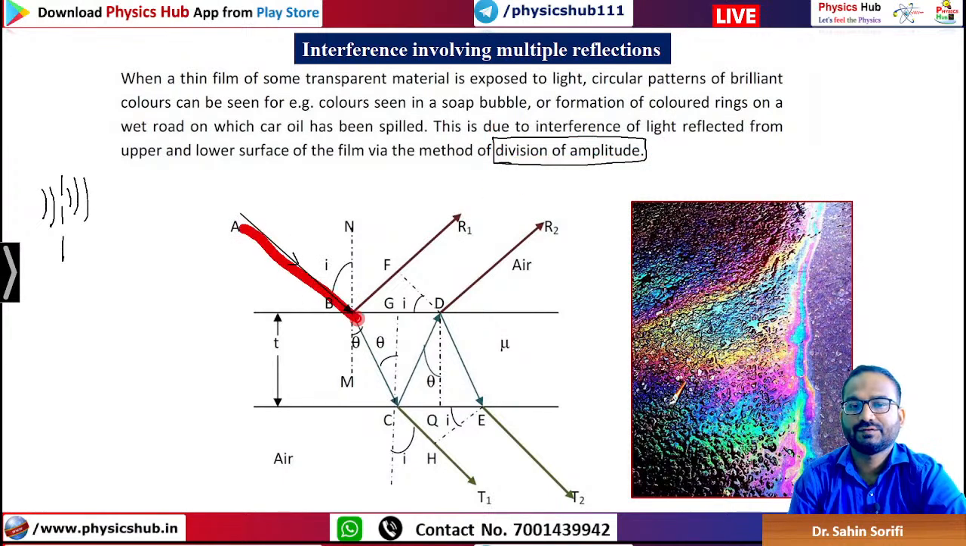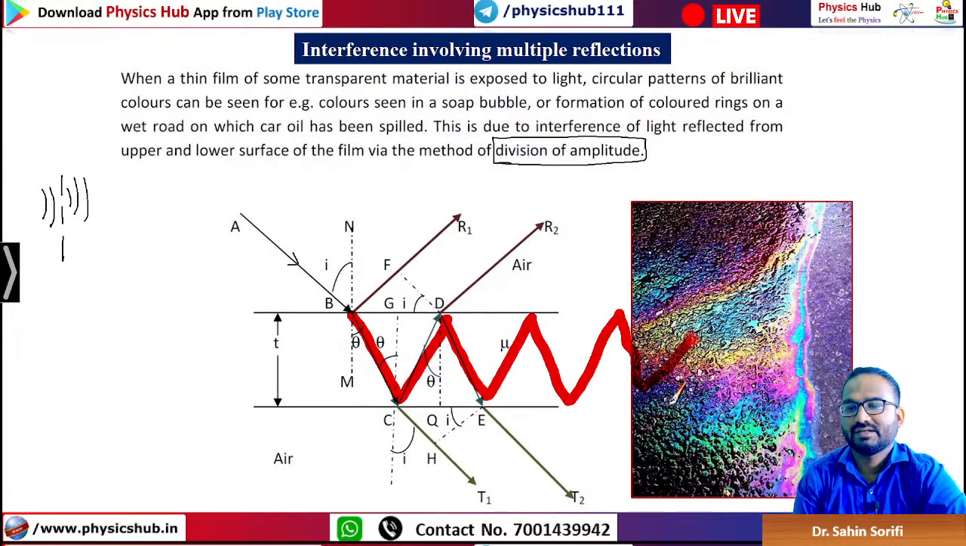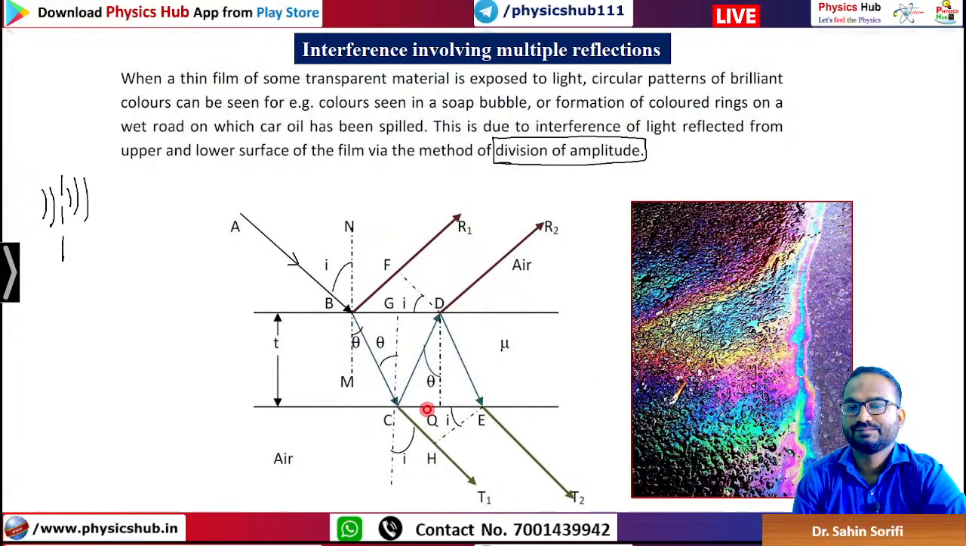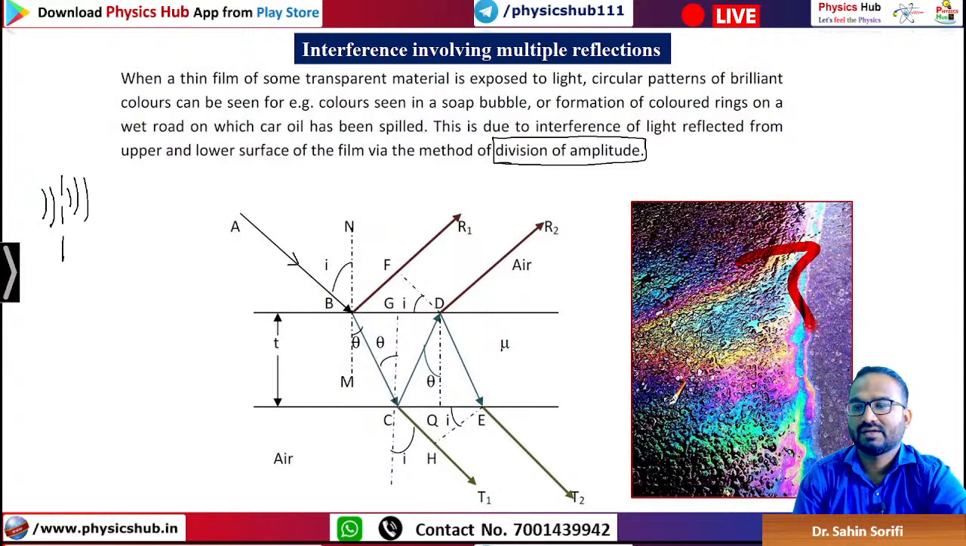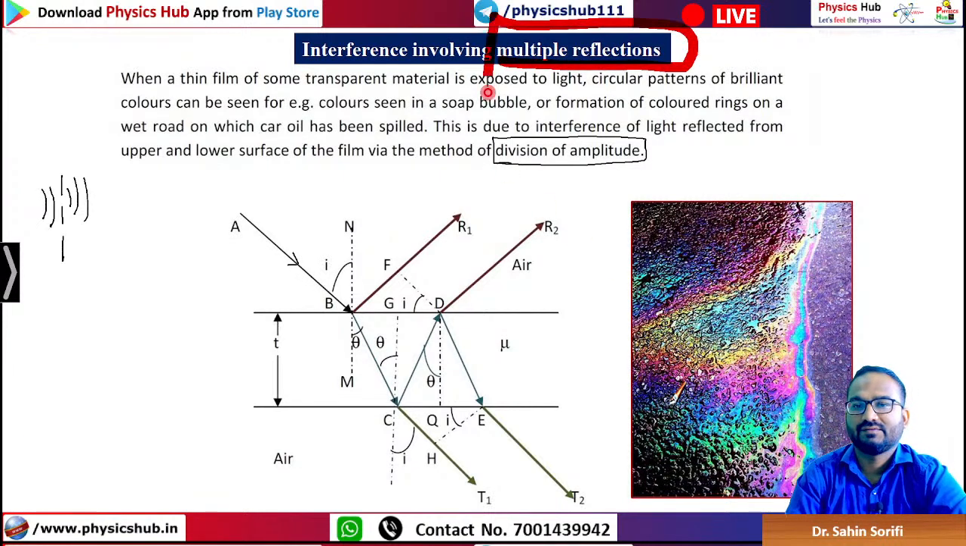The initial amplitude is divided into different components. And because it is involving multiple reflections, you will get a pattern like this. And this is a practical example. If you spill a thin layer of oil on the road, you will get this kind of colorful fringes. This is because of these multiple reflections.